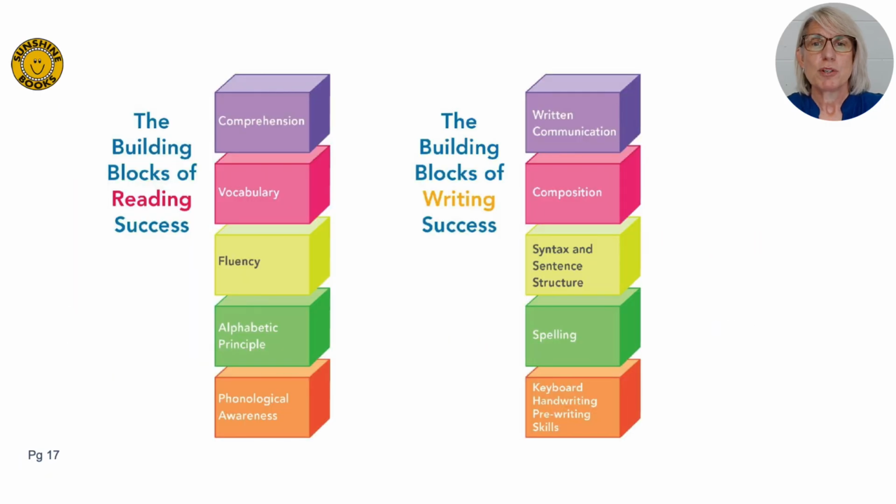This diagram shows how reading and writing are built from foundational skills. Reading develops from phonological awareness to the alphabetic principle, so mapping sounds to letters, then to fluency and vocabulary, which together support reading comprehension, the ability to understand and make meaning from text. Writing begins with pre-writing skills, handwriting and spelling, then progresses to sentence structure and mechanics, and finally to larger compositions, enabling students to clearly communicate their ideas, thoughts, and understanding.